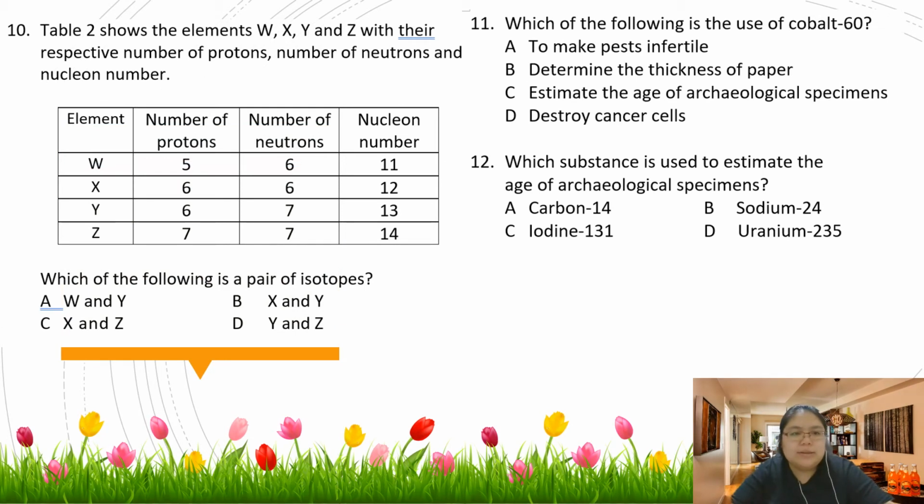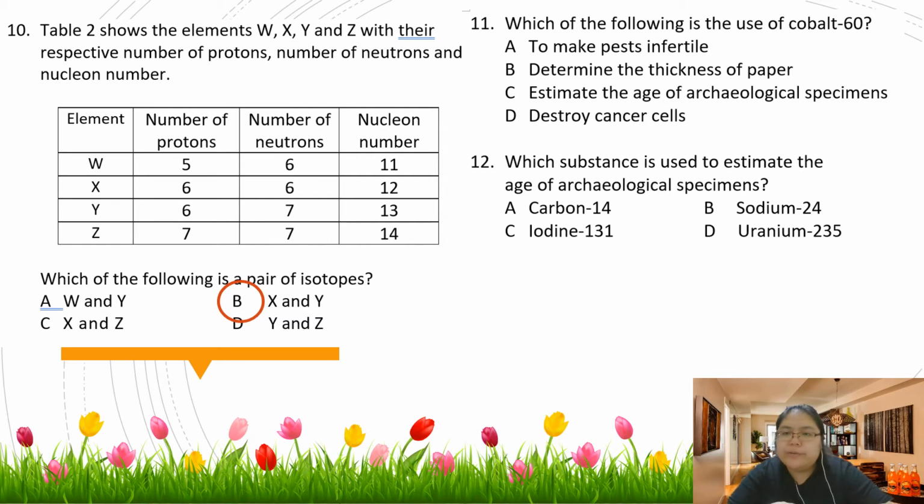Okay, question 10. The table shows elements W, X, Y, and Z with their respective proton number, neutron number, and also the nucleon number. Which one should be the pair of isotopes? How do we find it? We go and find the proton number. When the number of protons is the same, those should be the isotopes. So the answer is X and Y.